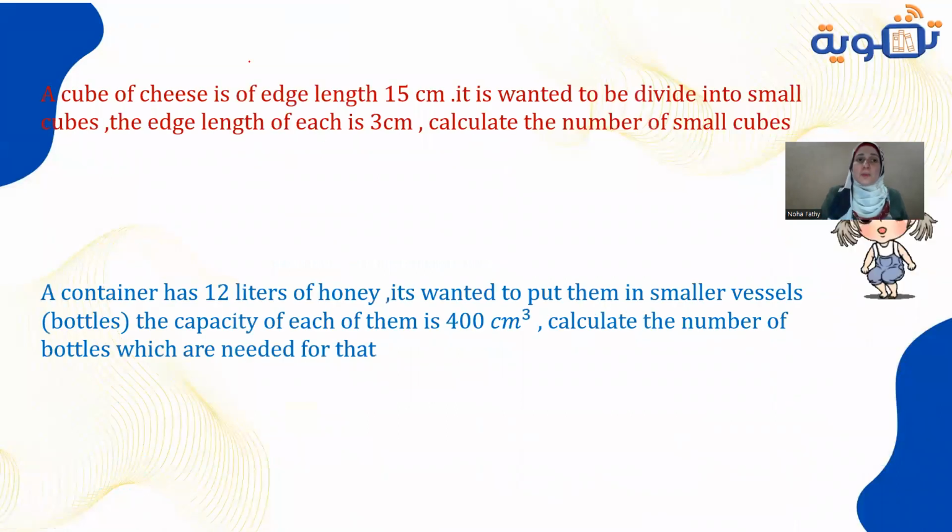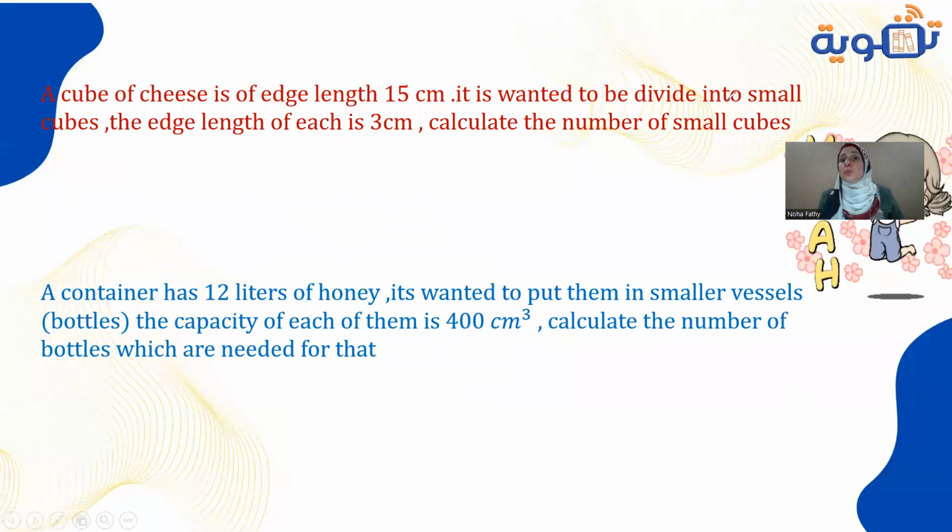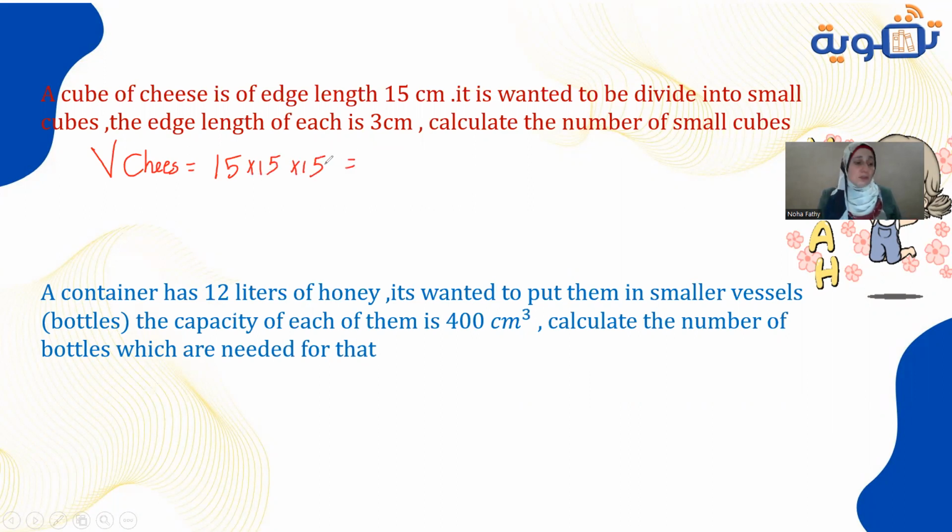A cube of cheese with edge length 15 is wanted to be divided into small cubes of edge length 3 centimeter. Find the number of the small cubes. First, calculate the volume of the big cube of cheese equals 15 times 15 times 15, edge length times itself times itself. Then the result equals 3,375 cubic centimeter. Then the volume of a small cube of cheese, 3 times 3 times 3, equals 27 cubic centimeter.